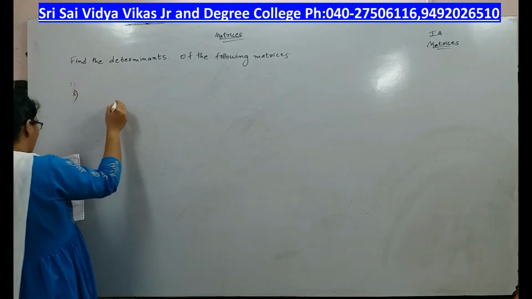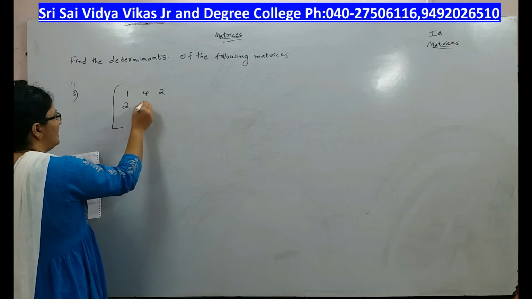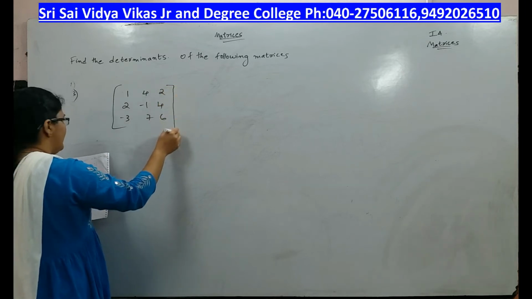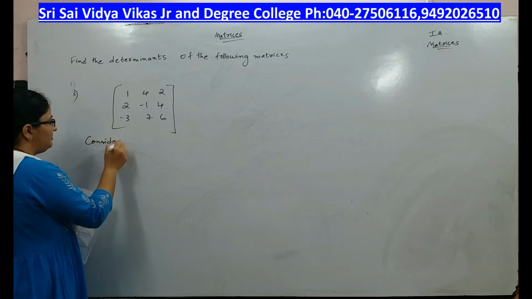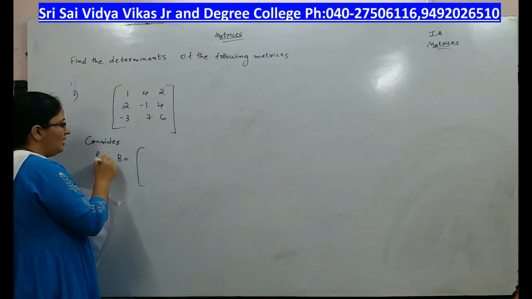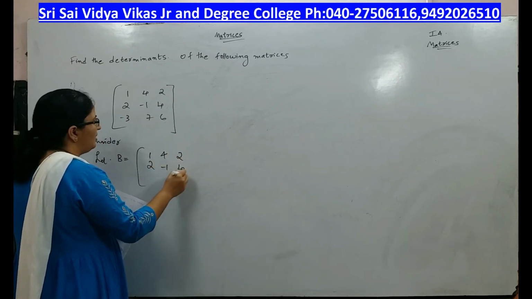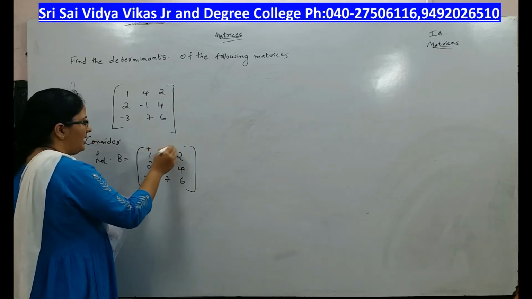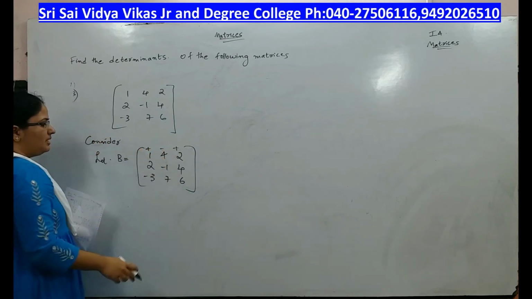Third one, 1, 4, 2, 2, minus 1, 4, minus 3, 7, 6. Let us find the determinant of this matrix. So first consider, we are giving a name to this matrix as B. Let B is equal to 1, 4, 2, 2, minus 1, 4, minus 3, 7, 6. Right, plus, minus, plus. First of all you have to write plus, minus, plus here.